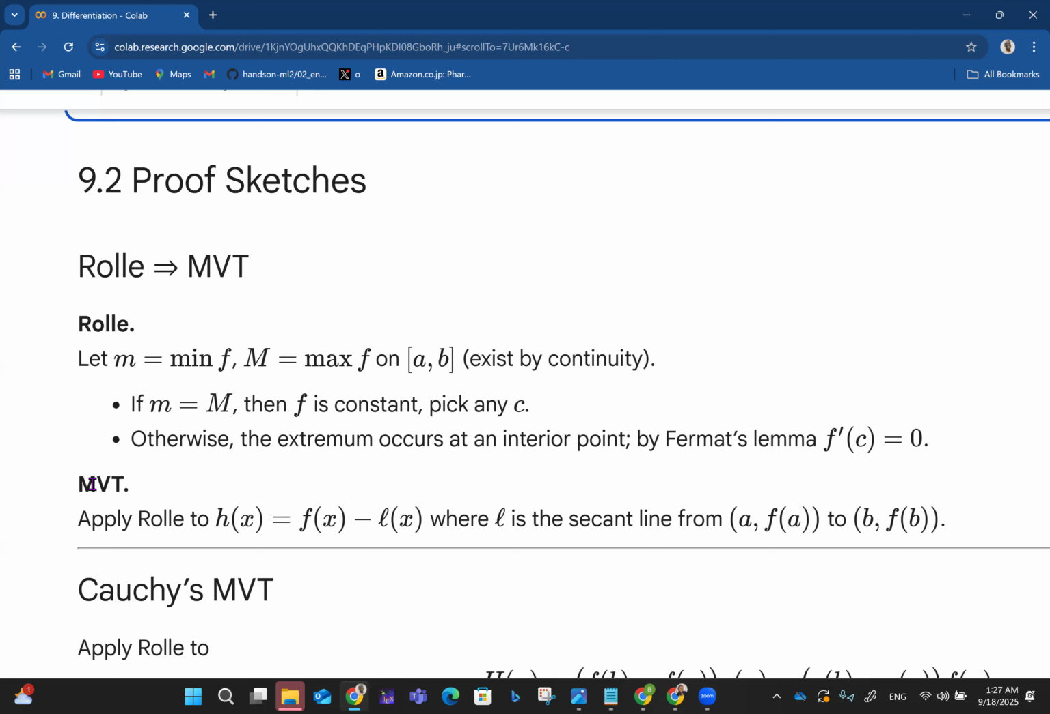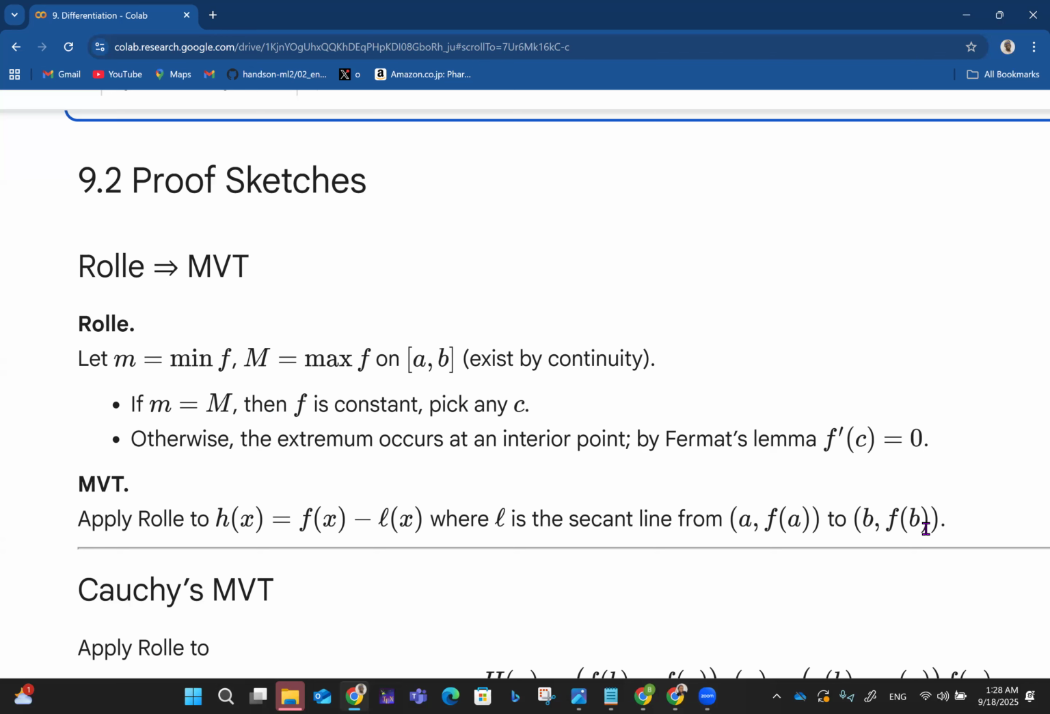For the mean value theorem, you now apply Rolle's theorem to h(x) equals f(x) minus L(x), where L is the secant line from (a, f(a)) to (b, f(b)). Because for the mean value theorem, you need something like f(b) minus f(a) over b minus a.